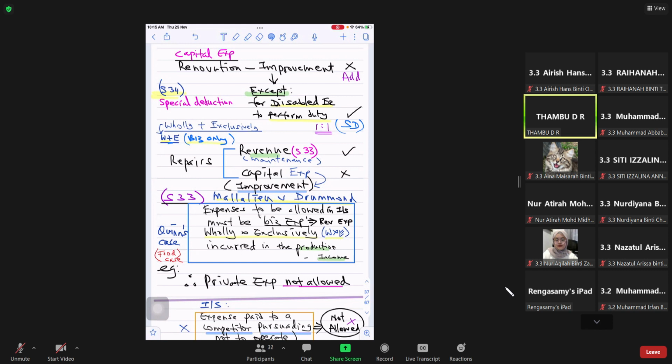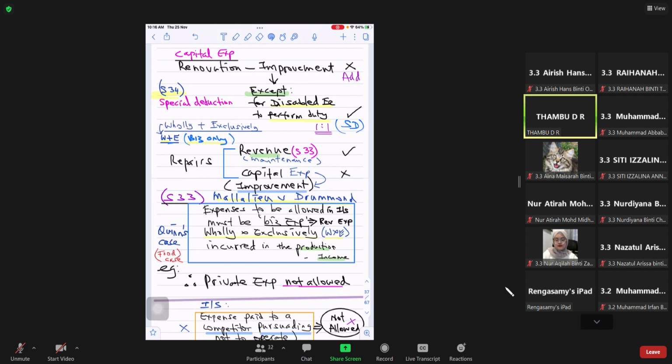This is renovation of a building or provision of special asset to disabled employee to perform duty. That I allow 1:1. This is under special deduction, section 34. Section 34, special deduction. So any asset that you buy and give to the disabled employee, provision of asset or renovation of building to the disabled employee so that he performs a better duty, allow. But provision of asset or renovation of building to normal employee, not allowed.